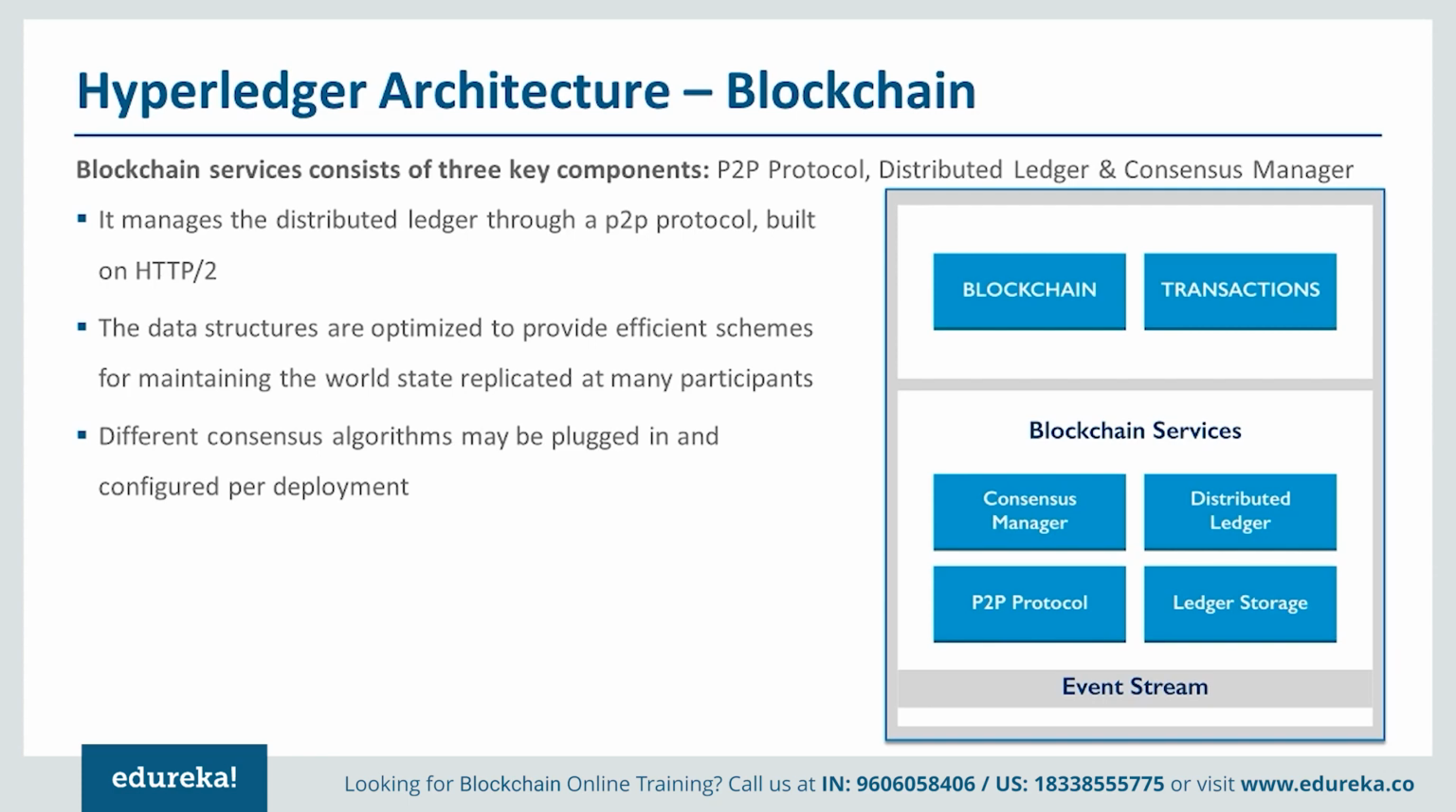Okay. Now for point-to-point protocol, it uses something like HTTP kind of a service, where the messages are transferred from one node to another using HTTP protocol. The data structures are optimized to provide efficient schemes for maintaining the world state replicated at many participants. So as I mentioned, it is basically stored as LevelDB or CouchDB, and different consensus algorithms may be plugged in and configured for deployment based on what you want the network to look like.